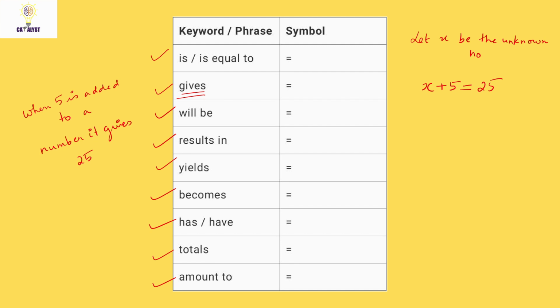So in your question, if the word gives comes, is equal to, will be, results in, yields, then in every situation you will put an equal to sign. So the same question could be: when 5 is added to a number, it will be 25; it results in 25; it yields 25; it becomes 25; it totals to 25; it amounts to 25. Any such word comes, you are going to write equal to. Fine. This is a simple example that I have taken.